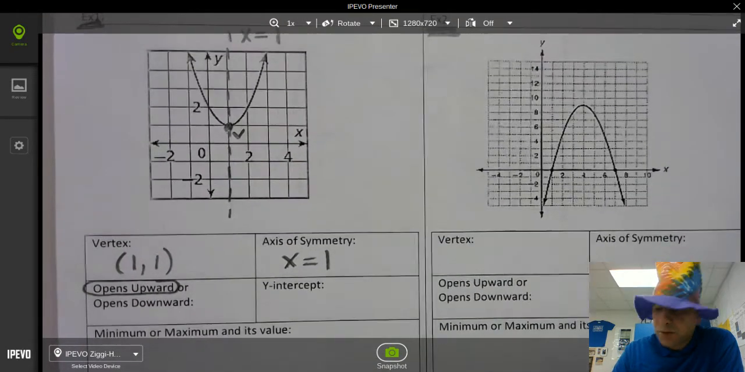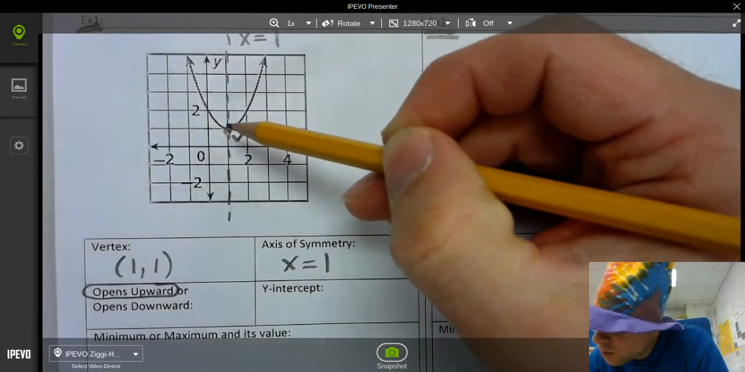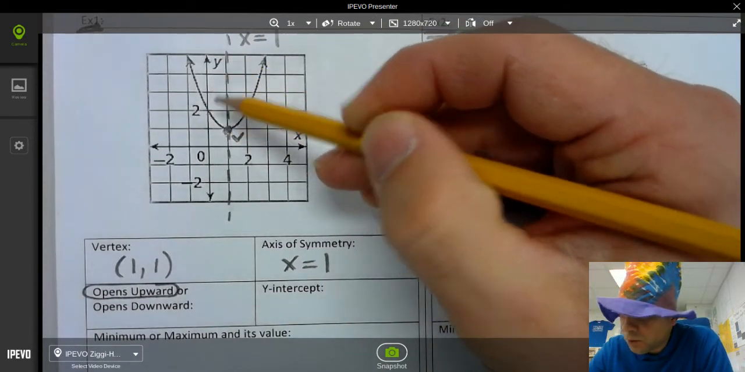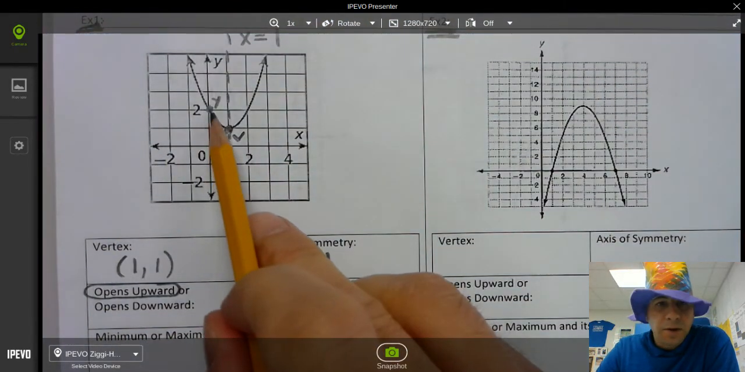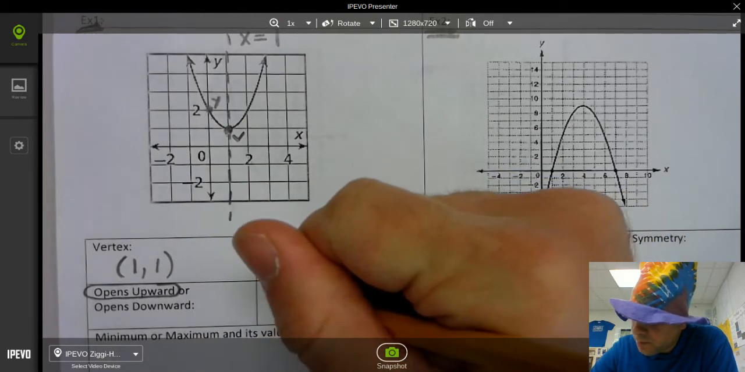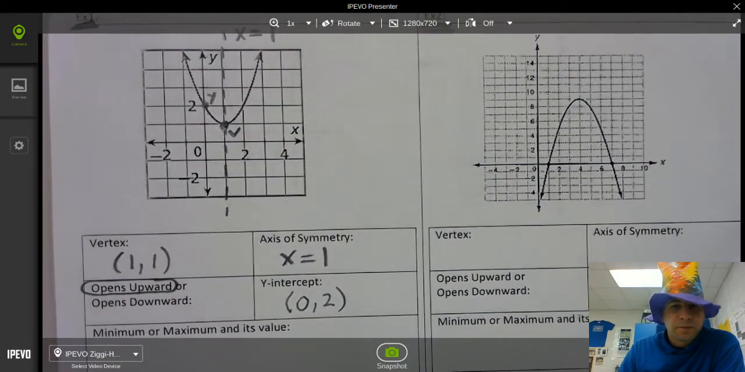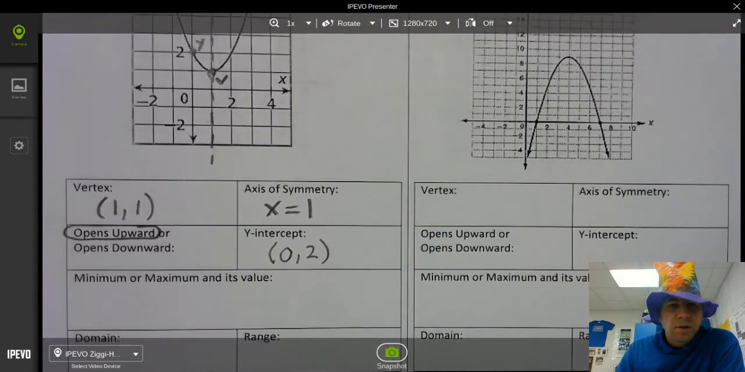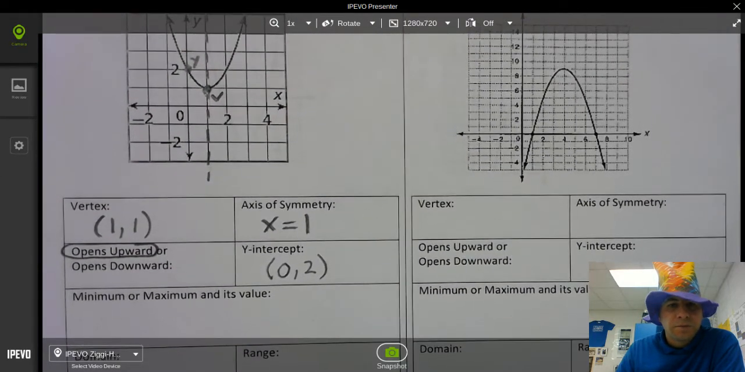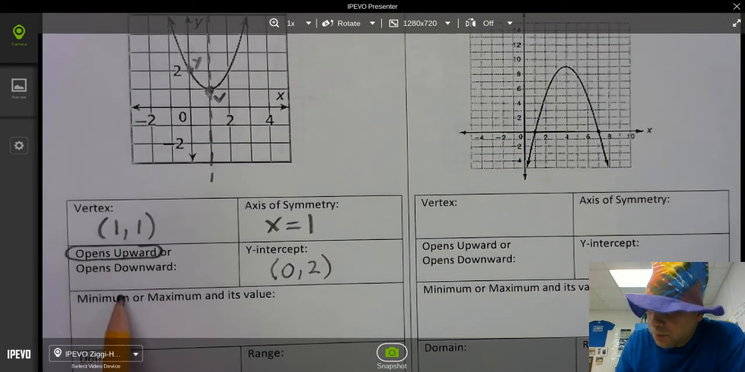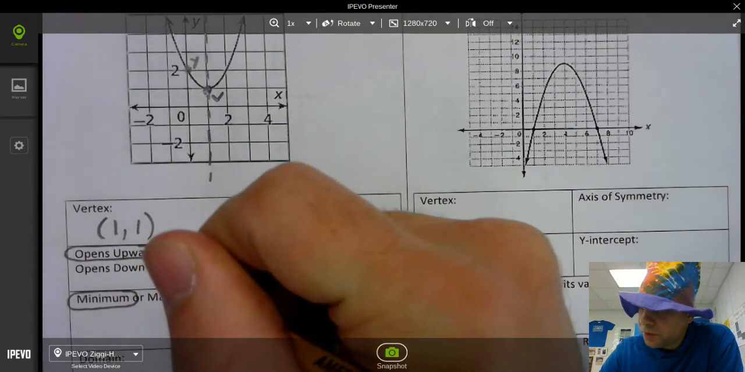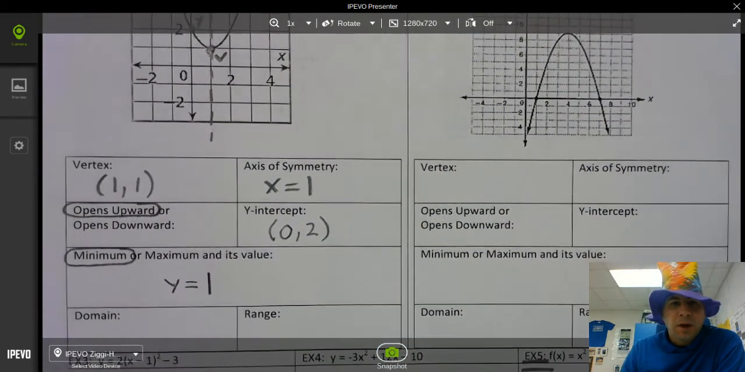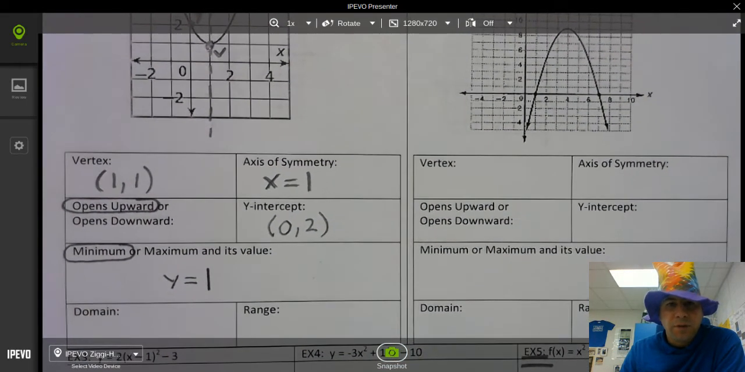So the y-intercept, you find the y-axis, you follow along. So the y-intercept, I'm just going to mark with the y, is here, so that's 0, 2. It's a minimum, and the minimum value is y equals 1. And the reason why we're saying that is because that affects the range.